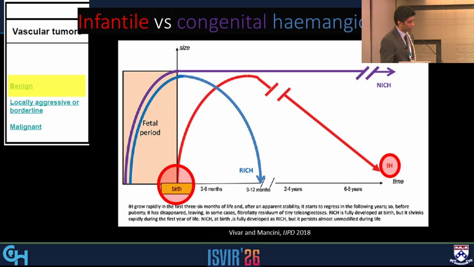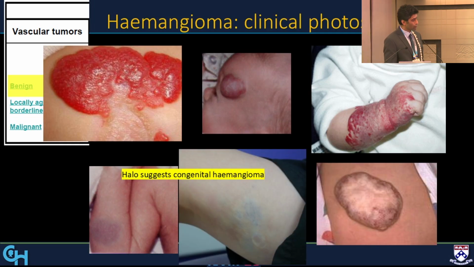What do they look like when you see these patients? If they're superficial, they look like these big red bulges. If the child has dark skin, sometimes it's not so red, but it can, depending on depth, have varying appearances. If you see a halo like you see in the lower two pictures, sometimes they call that a sign of congenital hemangiomas. Just keep that in mind. I don't know how specific that appearance is, but that's one thing to keep in mind.